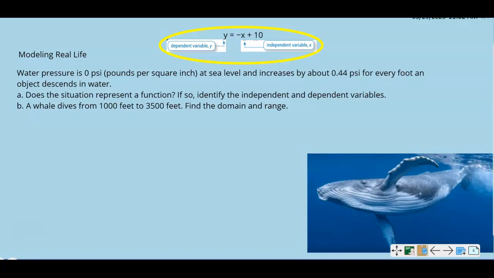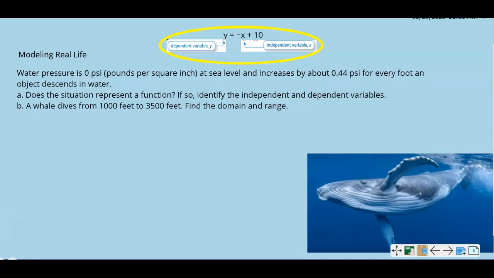All right, so let's look at A part. Does the situation represent a function? If so, identify the independent and dependent variables. Let's think back to what independent and dependent variable means. The variable that represents the input values or your x values of a function is the independent variable because it can be any value in the domain. The variable that represents the output or the y value of the function is the dependent variable because it depends on the value of the independent or the x that's plugged in. When an equation represents a function, the dependent variable is defined in terms of the independent variable.